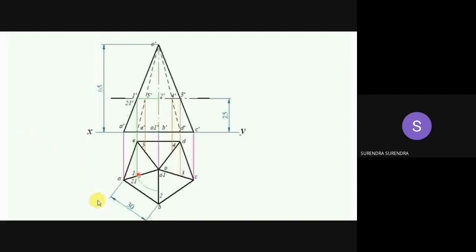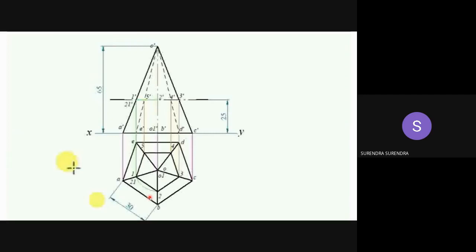After getting this 2₁ point, measure the distance from O to 2₁, and draw an arc with radius O to 2₁ and center O. We'll get point 2 on the slant edge OB. Join 1, 2, 3, 4, 5 with continuous lines. Now, this is how it looks in the top view. This is the sectional top view.